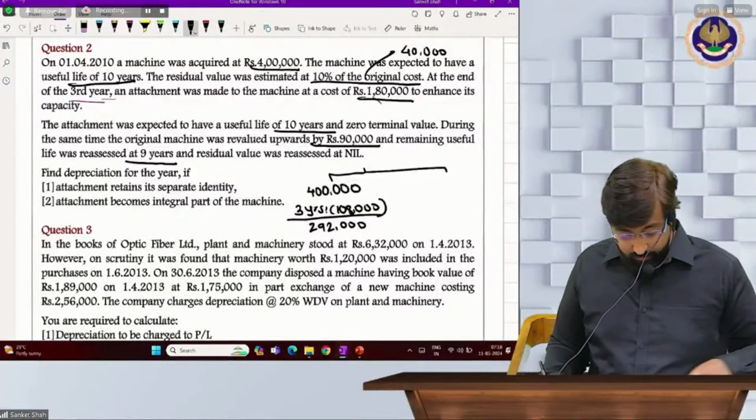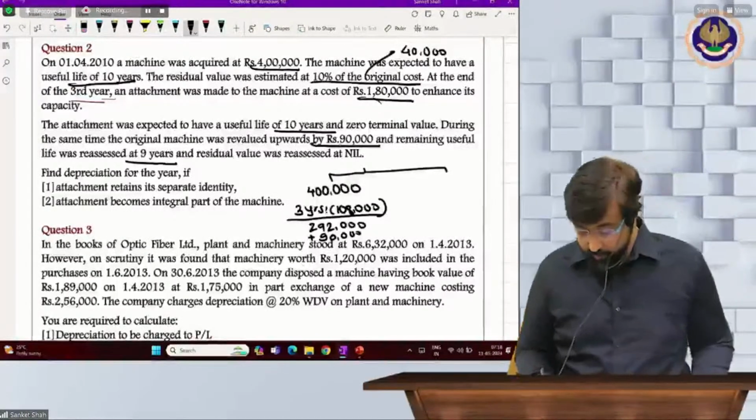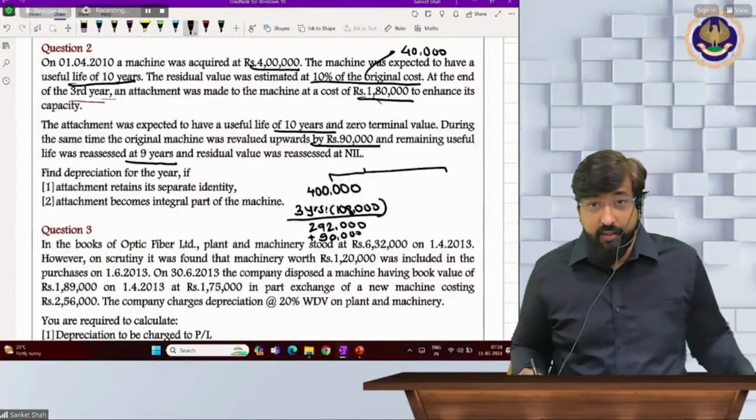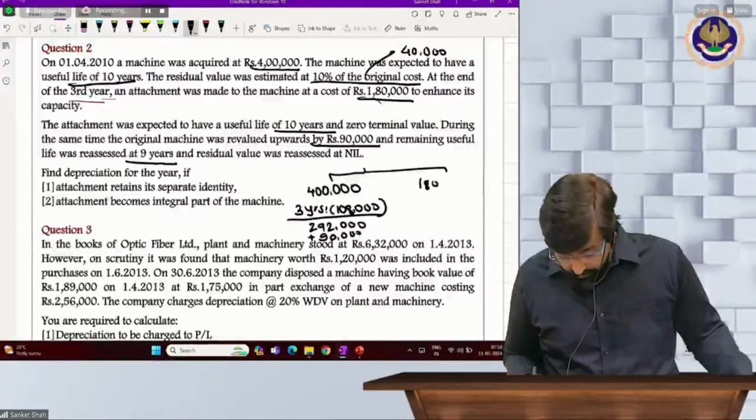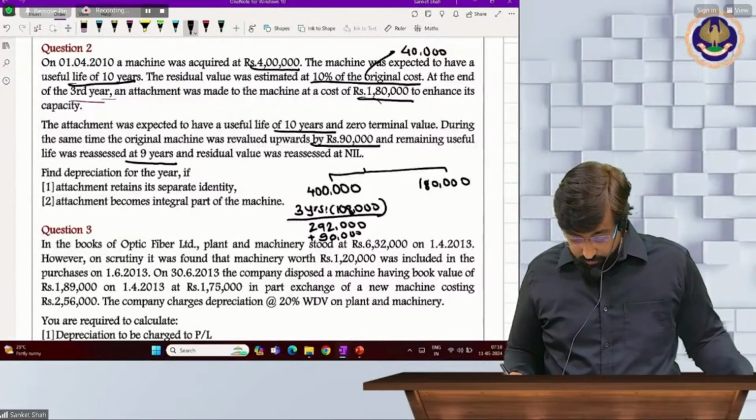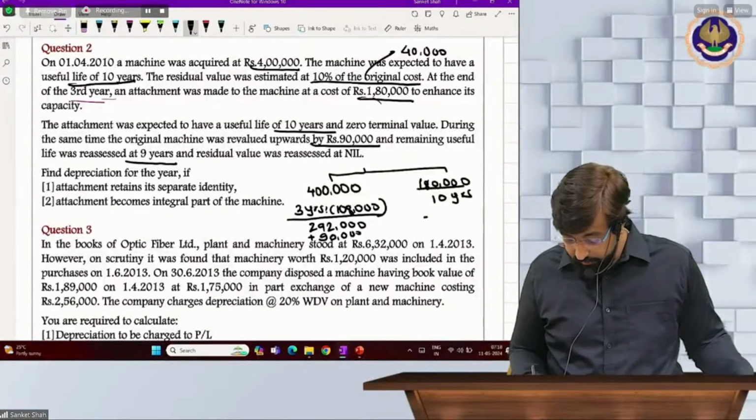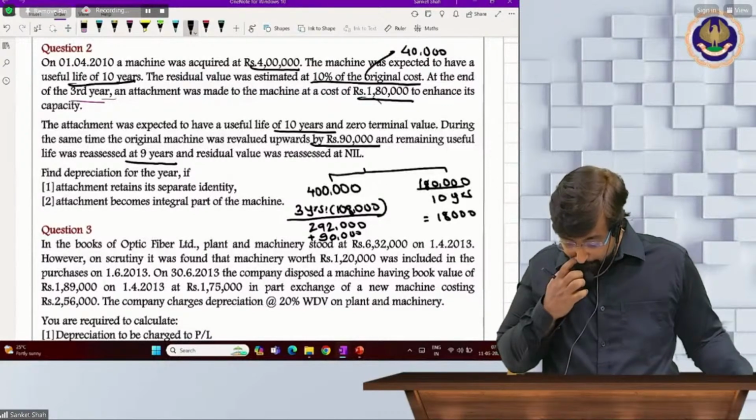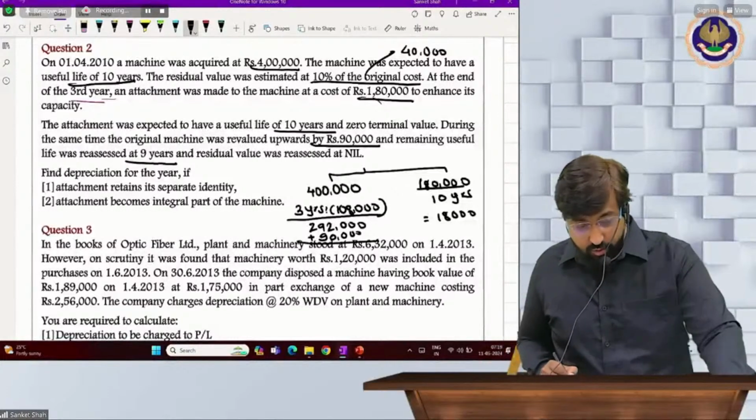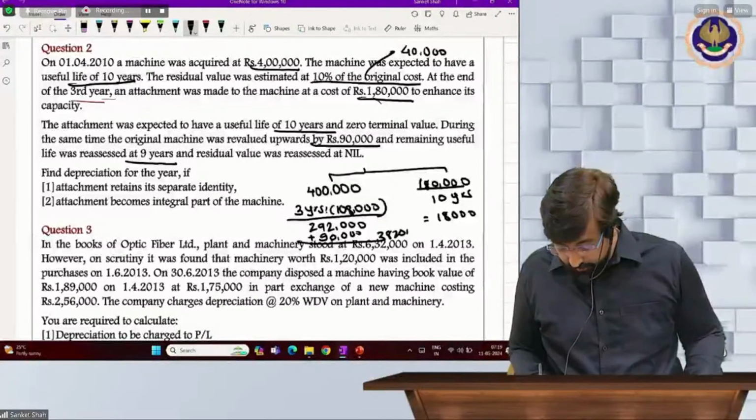Correct? Now what is the revaluation amount? Revaluation amount is plus 90,000. Okay. And what is the additional asset you have purchased? 1,80,000. The attachment was expected to have a useful life of 10 years. So 10 years, 18,000. And here the original machine was revalued upward by 90,000. So 2,92,000 plus 90,000, you get the answer 3,82,000.